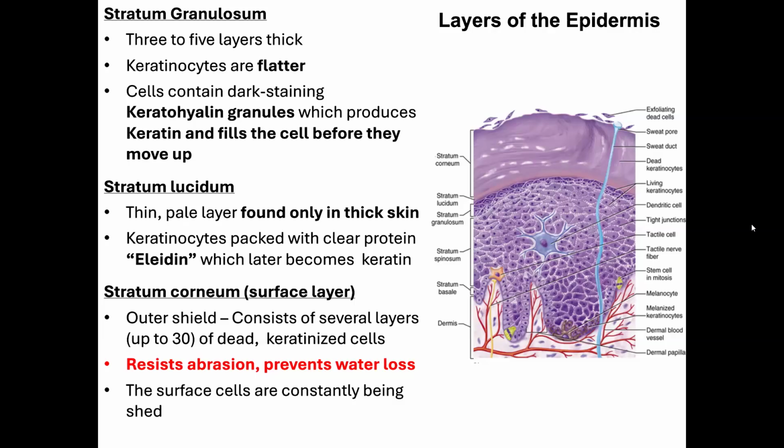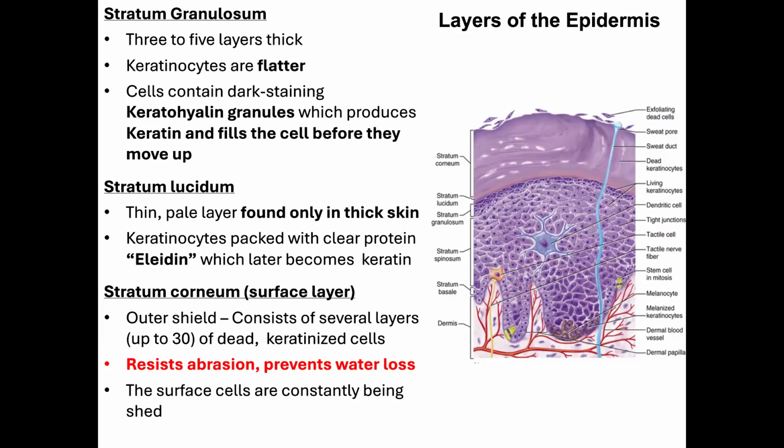And above that, you have the stratum lucidum. This is only seen in the thick skin, stratum lucidum. And this stratum lucidum is packed with a clear protein called eleidin. And on the top, you have this layer called stratum corneum.